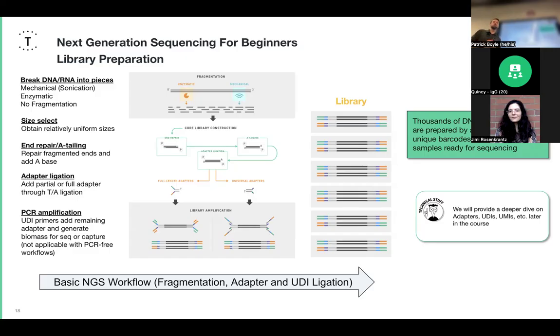You get a little bit of overhang. I don't believe it's blunt ended. We do an A-tailing, yeah. But I thought the enzyme would leave an overhang, no? Right, and that's why sonication works so well.